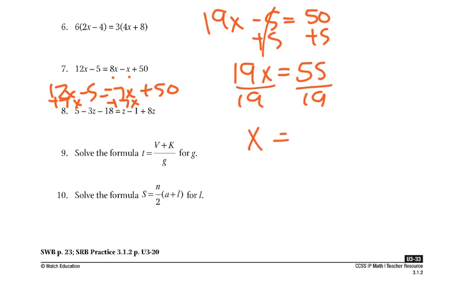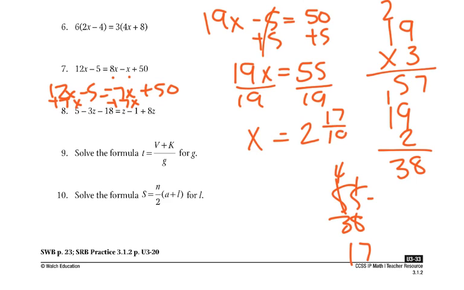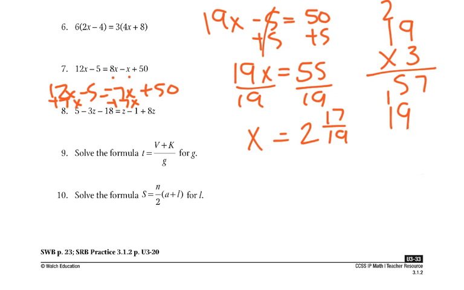Now what's 55 divided by 19? 19 times 3 would be 57. So it would be 2, right? That's 38. So 55 minus 38 would be 17, and 17/19. Whatever decimal that would be, I'm not sure. Decimal form's fine. Fraction form's fine. Any one of those answers works for me.